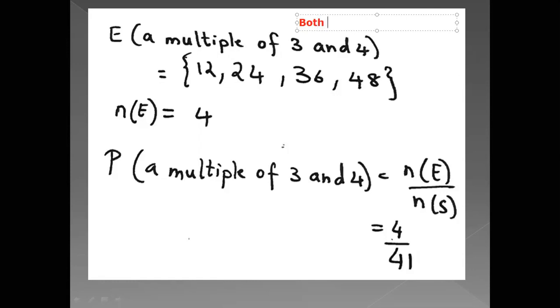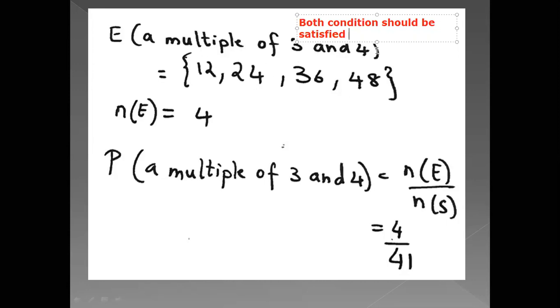Both conditions should be satisfied. Write it down in your notebook. So it should be a multiple of 3 and 4 both. Means it should be in the table of 3 as well as in the table of 4. So when you're writing the table of 3 and 4, you can see 3 4s are 12 and 4 3s are 12. So 12, it comes in both the tables.